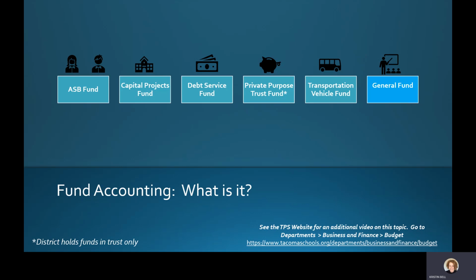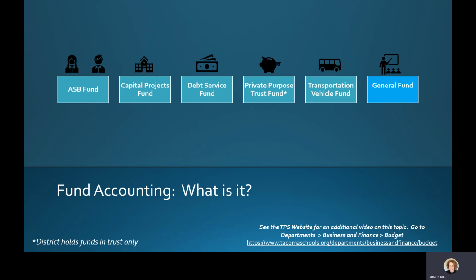I want to say one more thing on the transportation vehicle fund. In the private sector, generally depreciation is considered an expenditure or maybe a tax write-off, things like that. At the school district level, it's actually a revenue source from OSPI. So it's an expenditure at OSPI's level, but it's revenue at the district level.